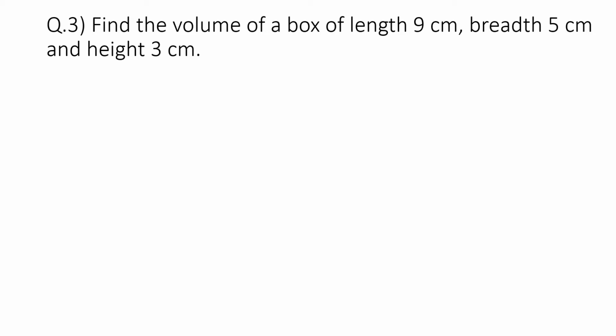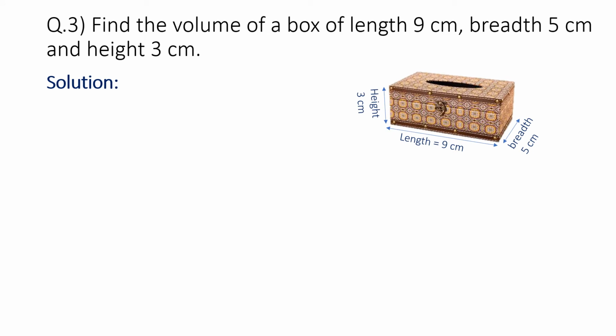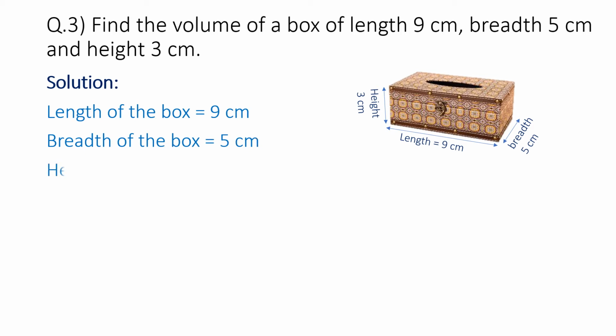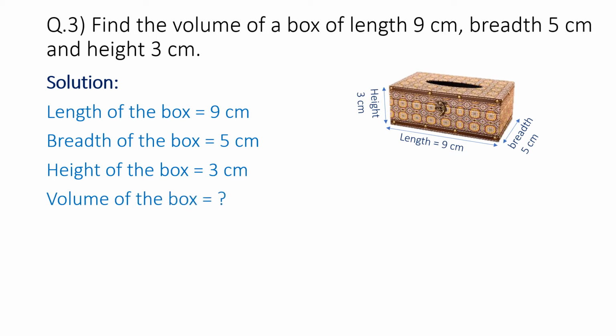Next is question number 3. Find the volume of a box of length 9 cm, breadth 5 cm and height 3 cm. Can you tell me which formula we have to use in this question? Yes, volume of the cuboid because length, breadth and height are different. Let's start solution. Look, in this question, length of the box is equal to 9 cm, breadth of the box is equal to 5 cm and height of the box is equal to 3 cm and volume of the box we have to find out.